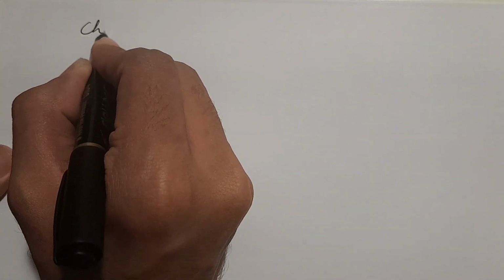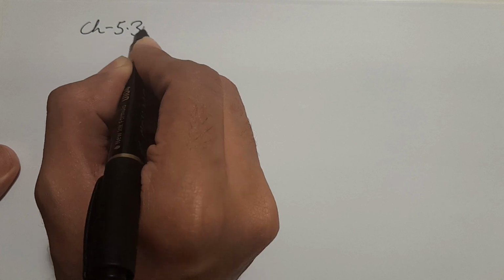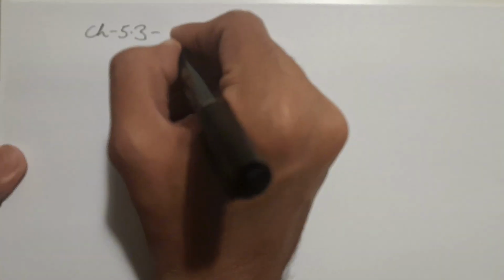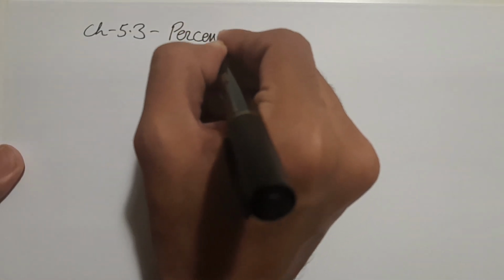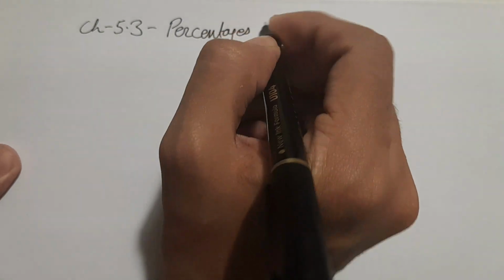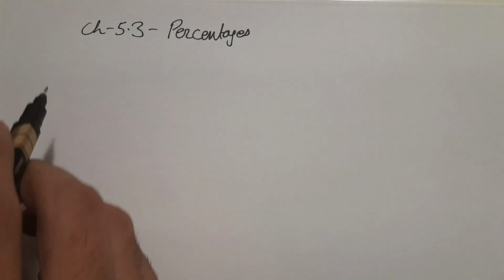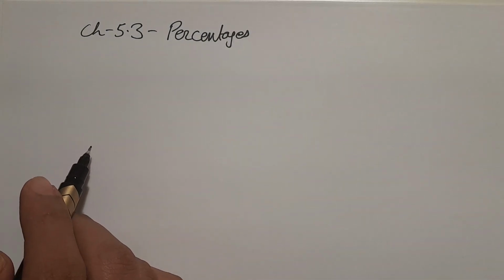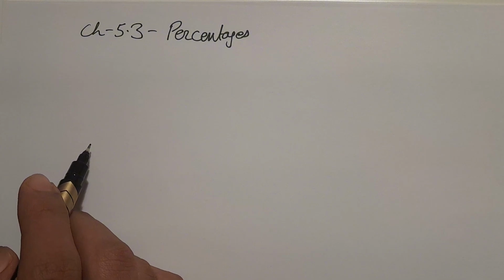So today I'll be explaining percentages, and this is chapter 5.3, percentages. So what do percentages basically mean? A percentage is a fraction with the denominator of 100, and the % symbol is used to represent a percentage.